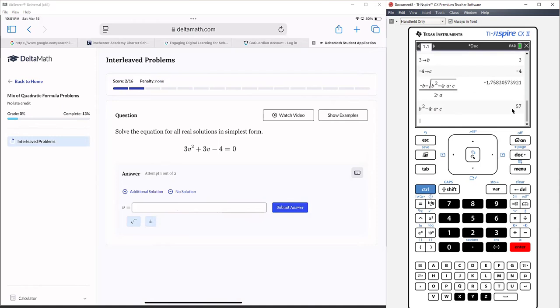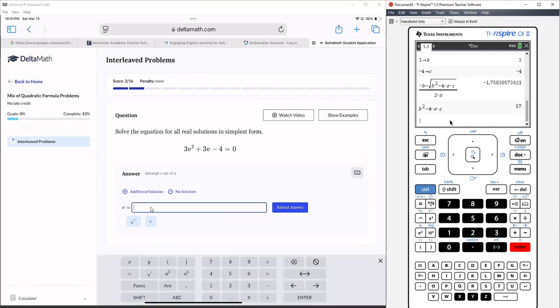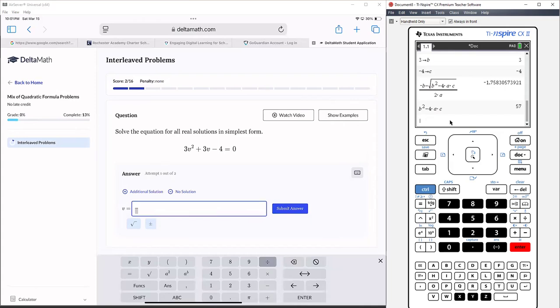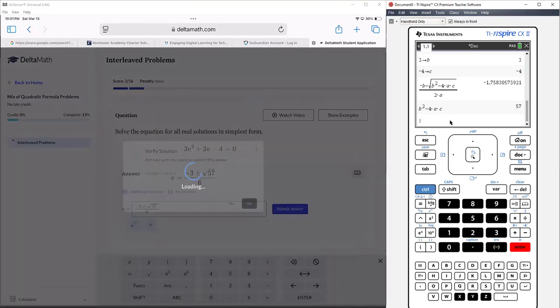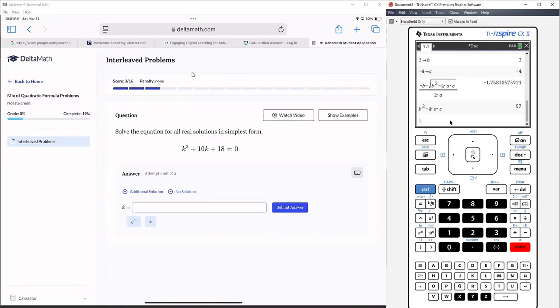That's also a prime number. So all I have to do is come here and just type in my answer. So this is going to be a negative 3 because the b term is 3, plus or minus the square root of 57, which is the b squared minus 4ac part. And then at the bottom is going to be 2 times 3, which is 6. So that should be it. And that is correct.